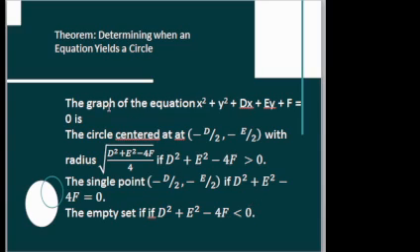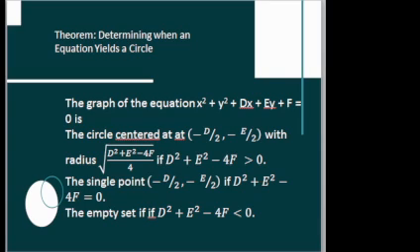So in this graph of an equation, just get the values of d, e, and f, and substitute them into the given formula. If d squared plus e squared minus 4f is greater than 0, it's a circle. If d squared plus e squared minus 4f equals 0, that's a single point. And if d squared plus e squared minus 4f is less than 0, that's the empty set.